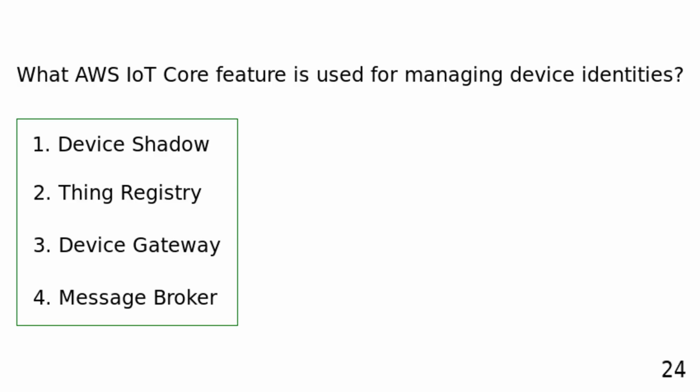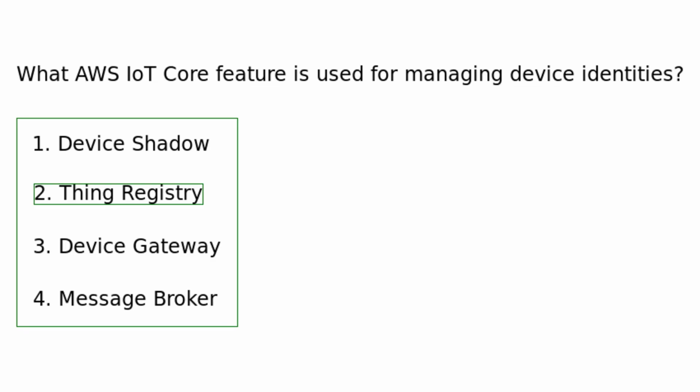What AWS IoT Core feature is used for managing device identities? Device shadow. Thing registry. Device gateway. Message broker. The Thing Registry manages the identities and metadata of IoT devices in AWS IoT Core.